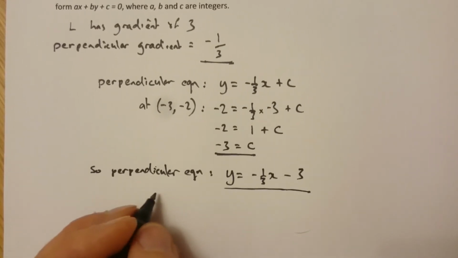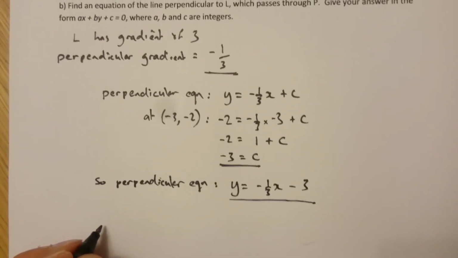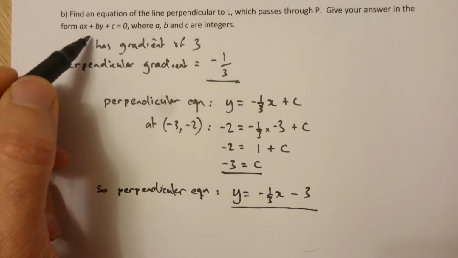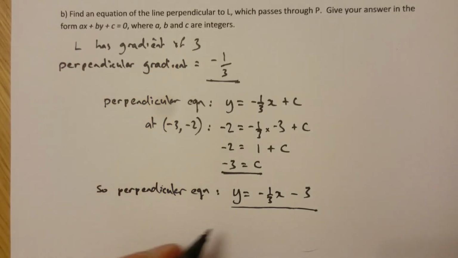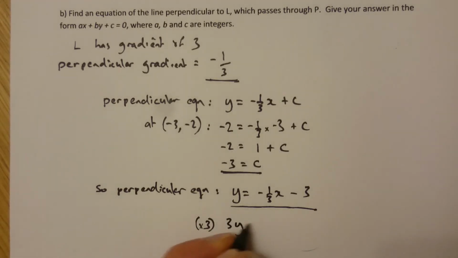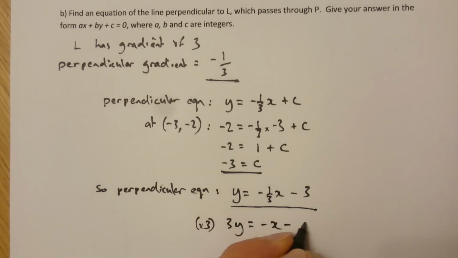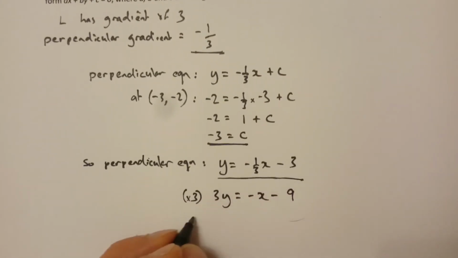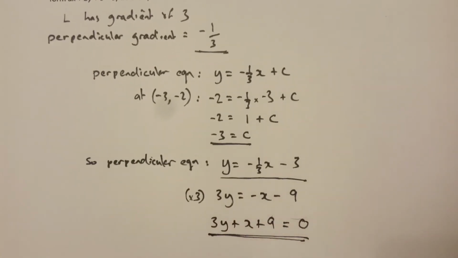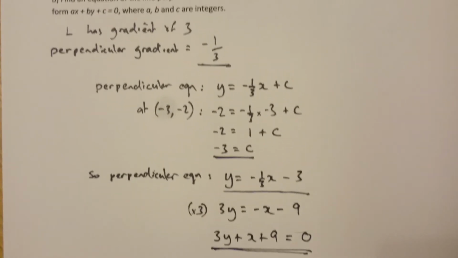Now normally at that point we'd stop, but the question asked us to write it in a particular form. You can see all the variables, everything's on the left hand side, and a, b and c have got to be integers. This way a lot of people missed a mark or two. We're going to need to rearrange this, and also get rid of this third. So if we times everything by 3, 3y equals -x minus 9, and then rearranging that will give us 3y plus x plus 9 equals 0. That is it. So that's the whole equation.